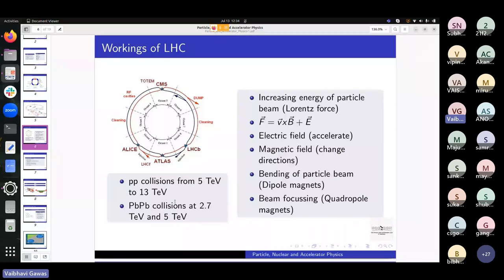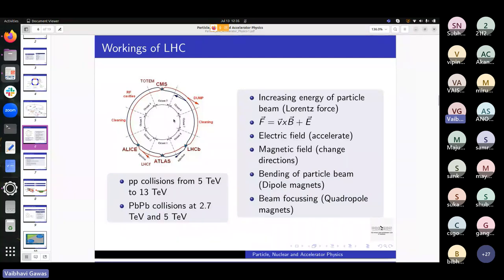Okay, so as I said, there are four main experiments, which are CMS, ALICE, ATLAS, and LHCb. CMS and ATLAS are general purpose detectors, so they can handle all three collisions, that is proton-proton, proton-lead, and lead-lead as well. While ALICE is mainly for heavy ion collisions, so it will only go for lead-lead collisions. LHCb is a dedicated experiment for measurements and physics related to the study of the beauty quark. So it is Large Hadron Collider beauty, the bottom quark, and all its studies are dedicated to the beauty quark.